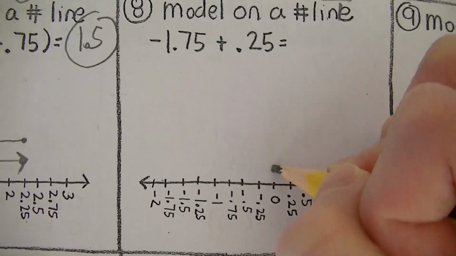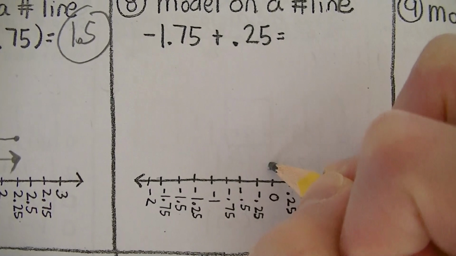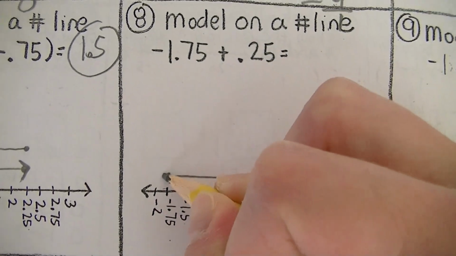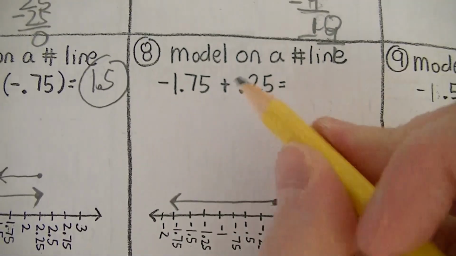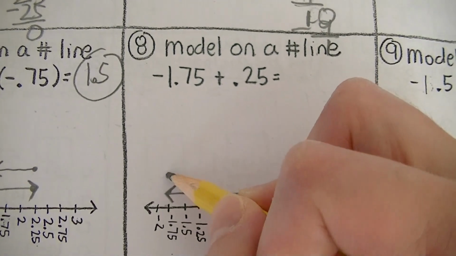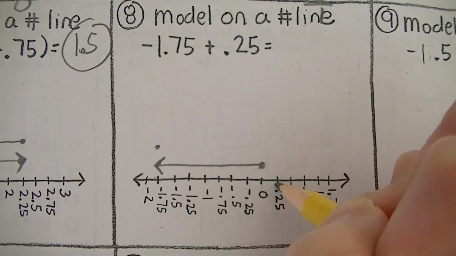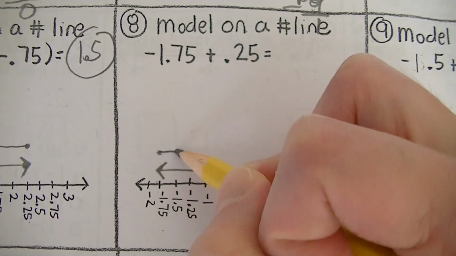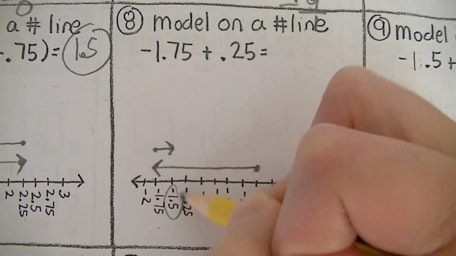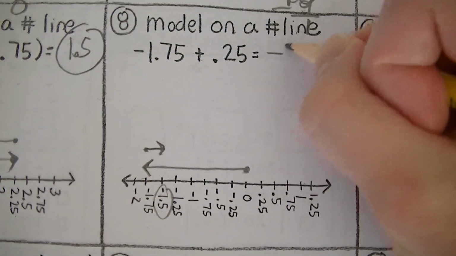Okay, number 8, model on a number line. Okay, so start right here. It's negative 1 and 75/100, so go to the left, 1 and 75/100. And then we got plus 25/100, so we're going to go to the right. Since their units are in 25/100, that's what we're jumping by. We're just going to go 1 over like that. And that brings us to negative 1 and 5/10.